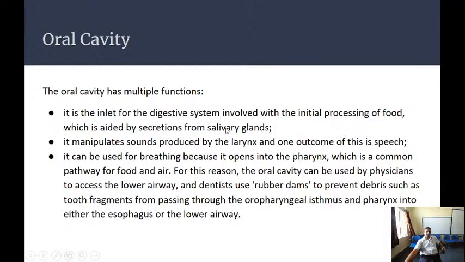So this is in brief the various conditions which affect the oral cavity: the submucous fibrosis, the various bacterial and viral infections, the tongue tie, and the malignant tumors. Thank you.